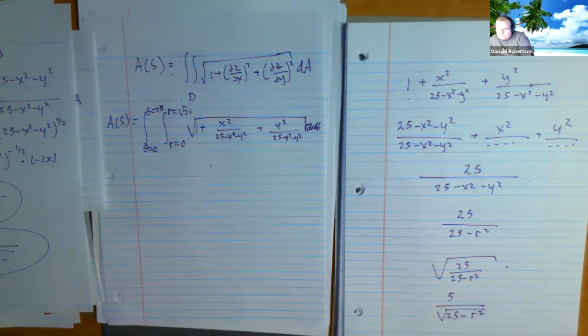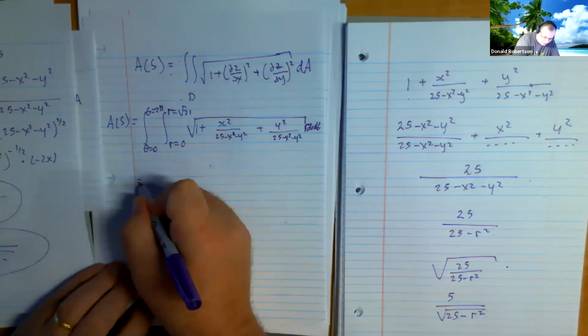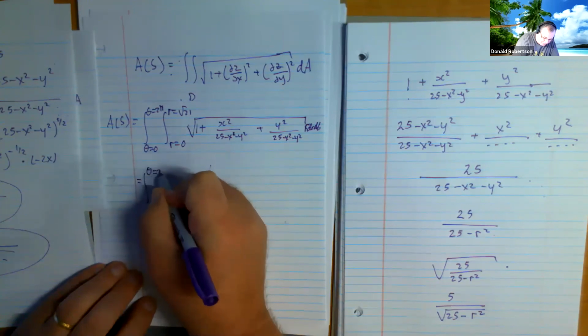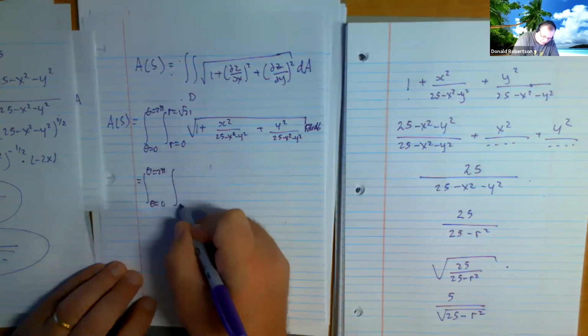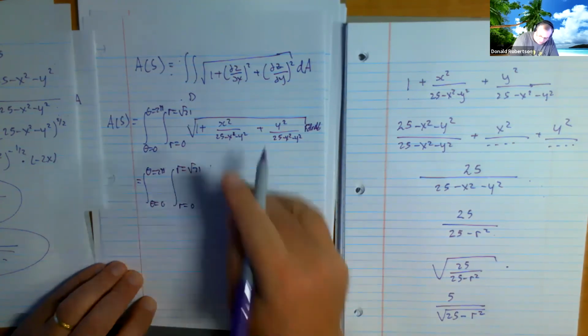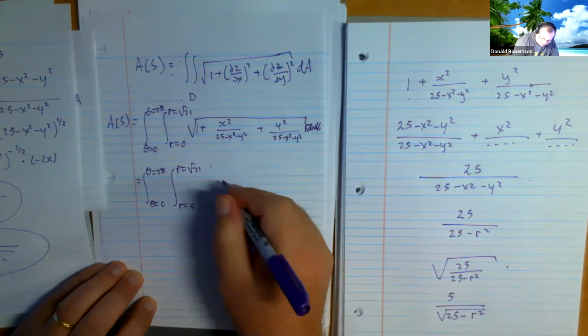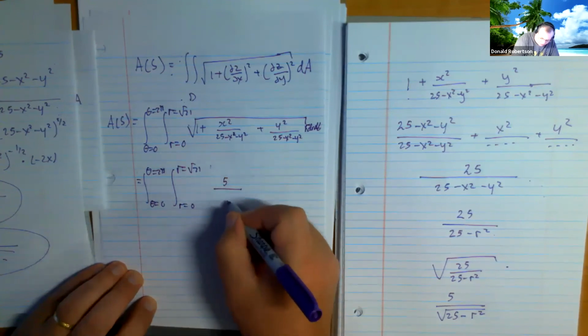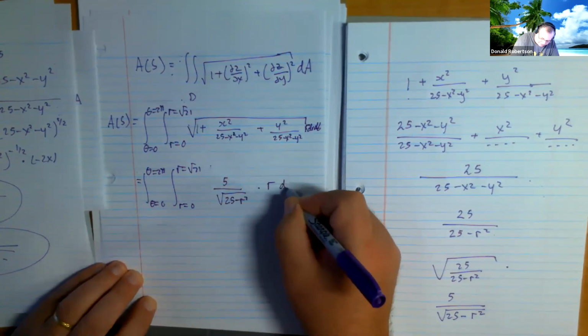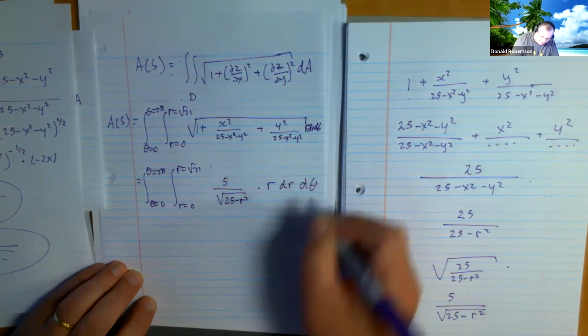It's not allowed. So we now have the integral theta equals 0 to theta equals 2 pi, r equals 0 to r equals the square root of 21. This whole package has been converted into 5 over the square root of 25 take away r squared, r dr d theta.